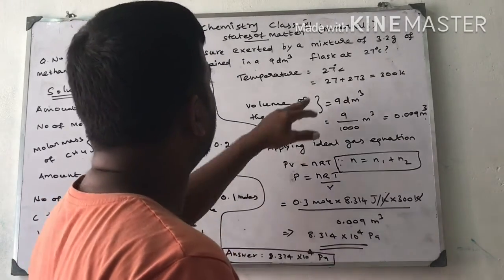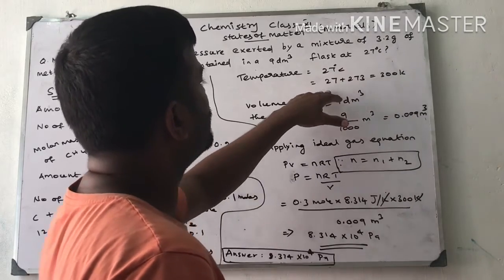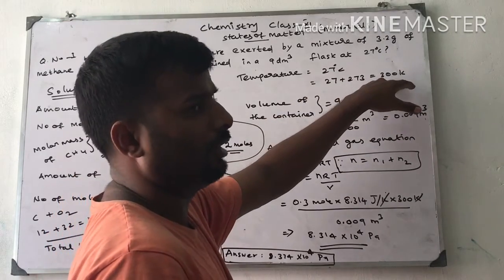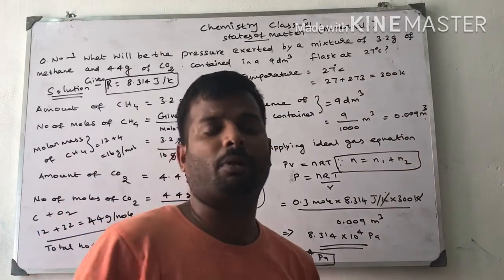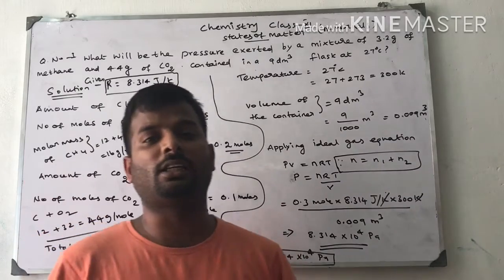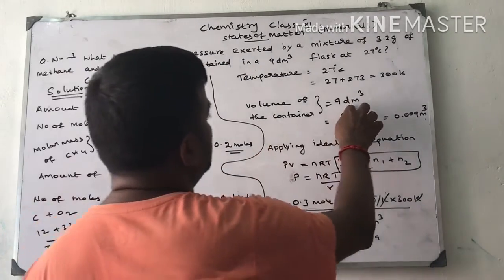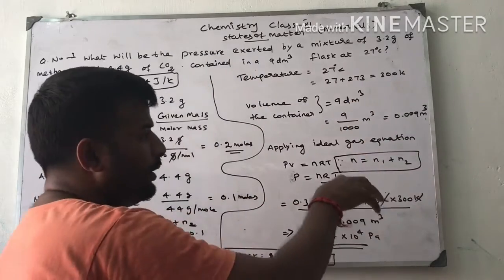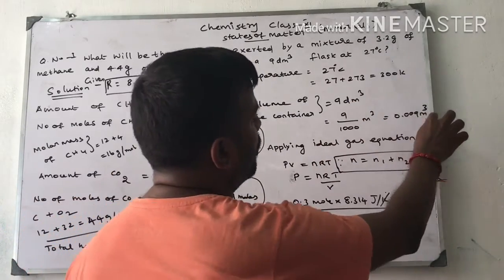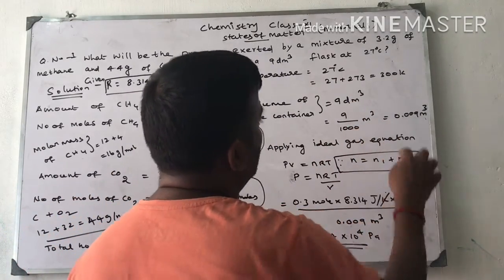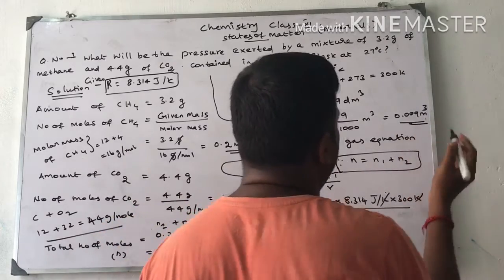And T is 27 degrees Celsius, given. 27 plus 273 is equal to 300 Kelvin. In physical chemistry, in all the problems we have to convert the Celsius into Kelvin. So 300 Kelvin. Volume of the container is 9 decimeter cube. For our benefit, we have to convert decimeter cube into meter cube. 9 by 1000 meter cube is equal to 0.009 meter cube.